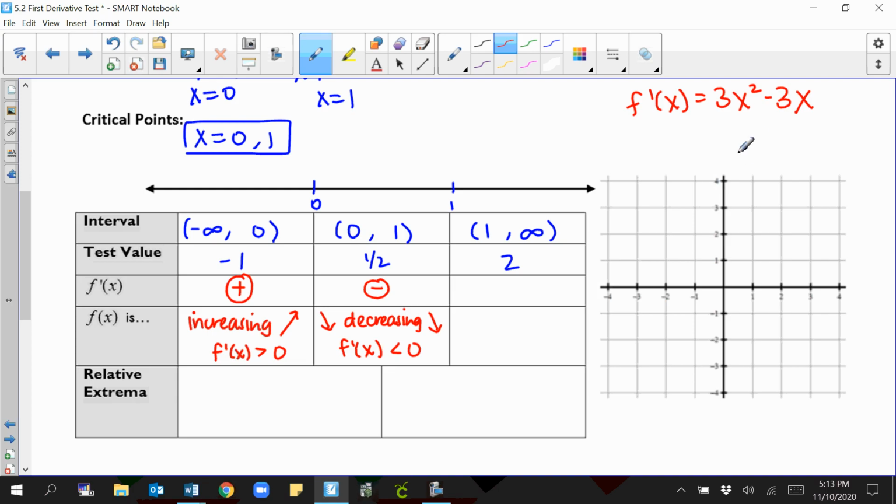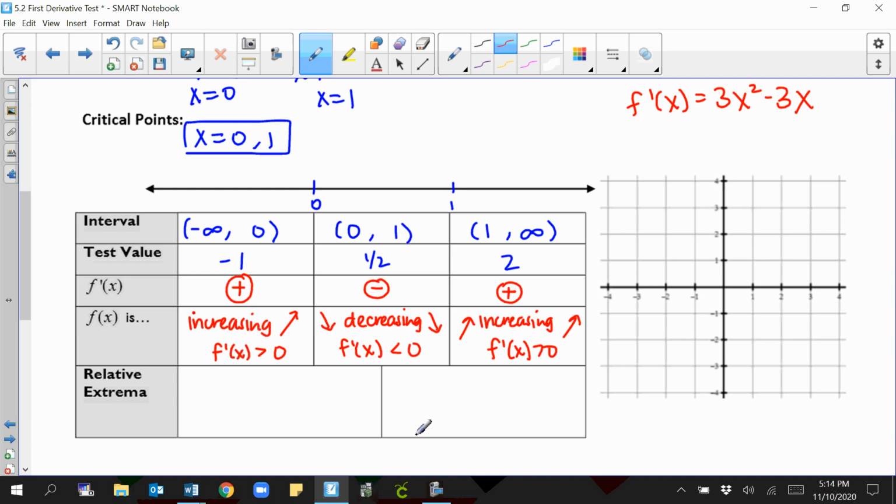And if I plug in 2, 2 squared is 4 times 3 is 12, minus 3 times 2 is 6. 12 minus 6 gives me a positive number, so we are increasing here because f prime of x is greater than 0. So I'm going to have increasing here.